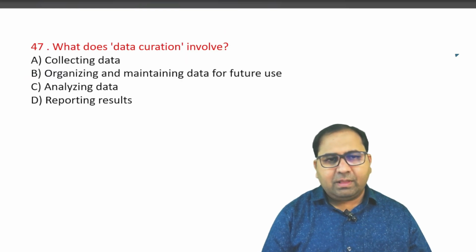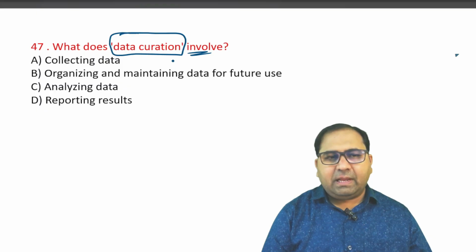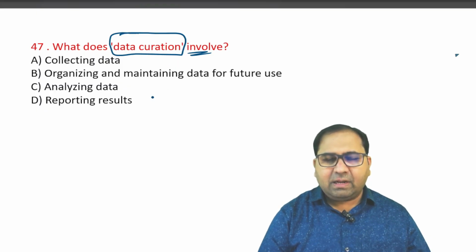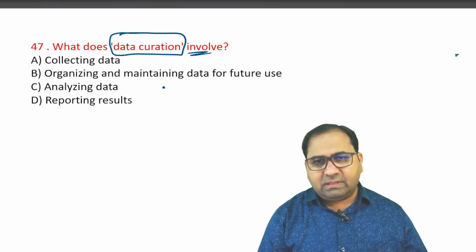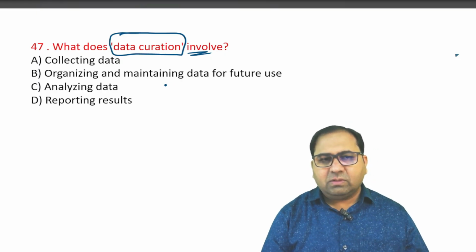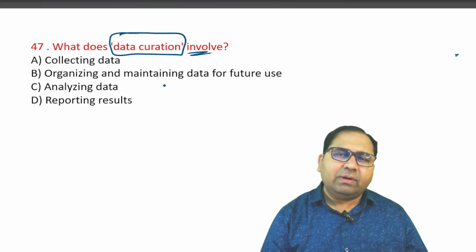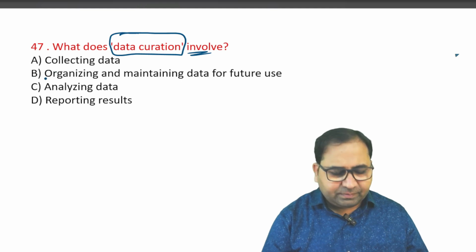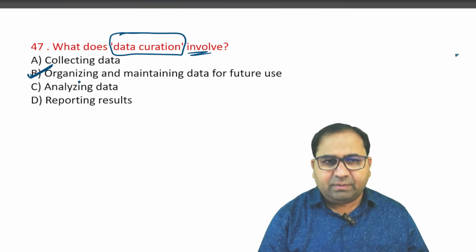Then next question. What does data curation involve? Data curation involves what? Options are A. Collecting data, B. Organizing and maintaining the data for future use, or C. Analyzing data, or D. Reporting the results. So what is data curation? Data curation is nothing but option number B, that is organizing and maintaining the data for future use. This is the answer for this question. Please remember.